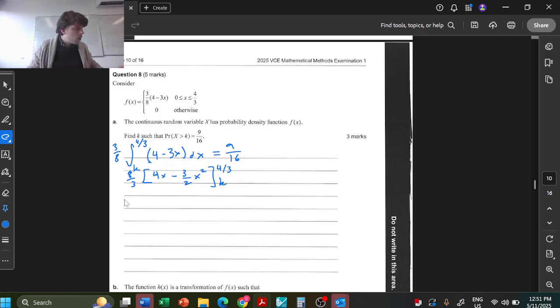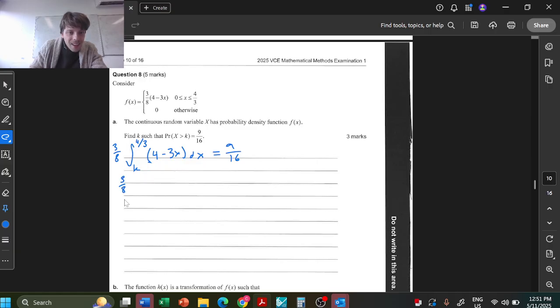Got to be careful with these integrals. Let me just check to see if I'm on the right track. Yes, I think that's good. Now we'll go ahead and sub in those endpoints. So 3/8 times our larger endpoint, which is 4/3. So this is 4 times 4/3. Sorry, the 8s and 3s got reversed. I don't even know how I did that.